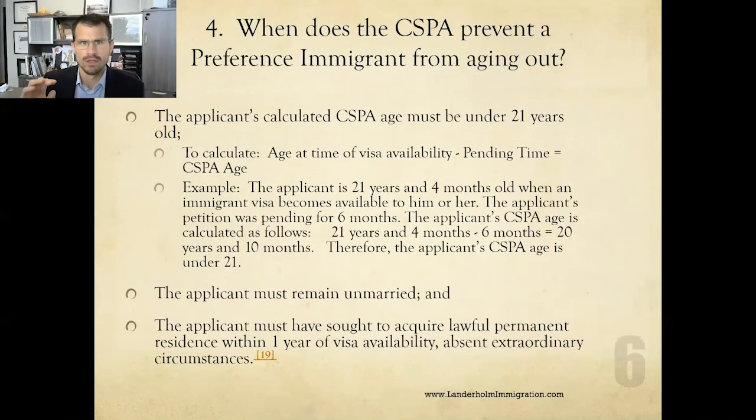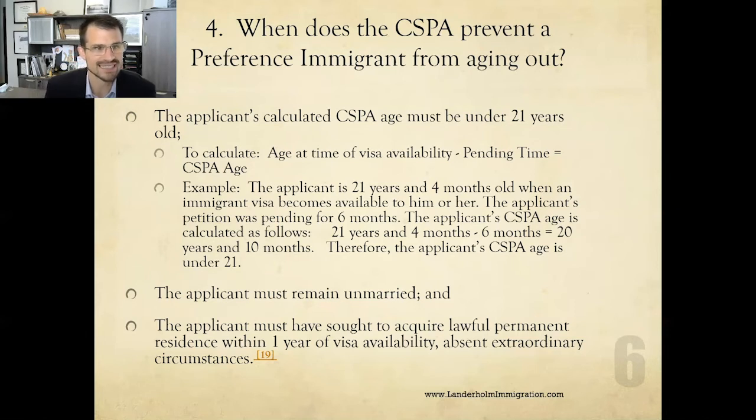All right. The next one is the more complicated one, and this is, when does the Child Status Protection Act prevent a preference immigrant, not an immediate relative, but a preference immigrant, from aging out? So here, we've got to get out the calculator, and we've got to figure out what's the age at the time of visa availability. I'll kind of put my mouse right by it here. What's the age at the time of visa availability? And we have to subtract the time that their petition was pending. And that's where we will calculate their age.